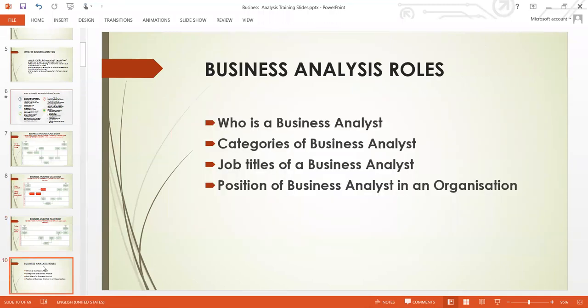So now we have this picture in our mind. What is a business analyst? How does it look now? You've seen how it looks. So who is a business analyst? We're now going to look at business analysis roles: who is a business analyst, categories of business analyst, job titles of a business analyst, and positions of business analysts in an organization. This is the next thing we're going to look into now.